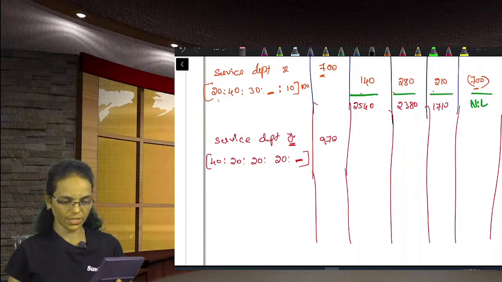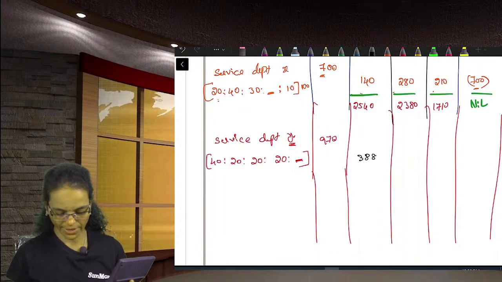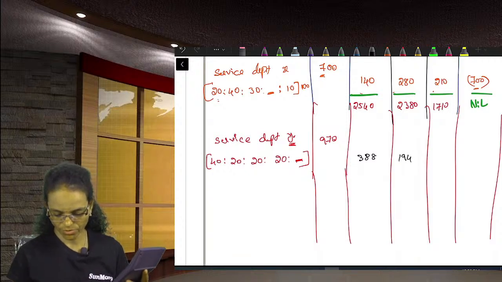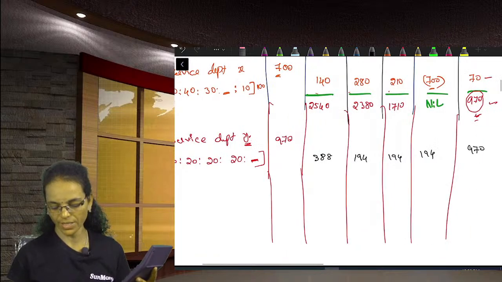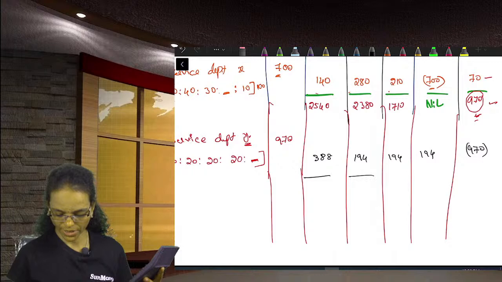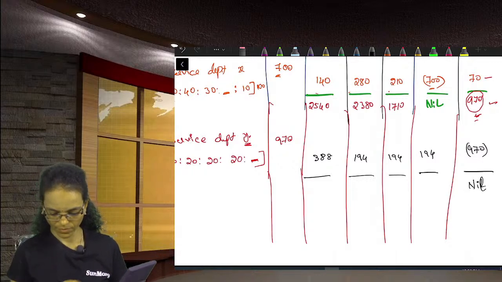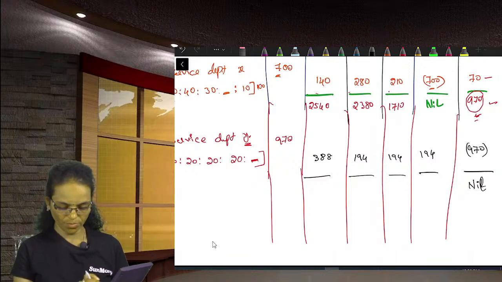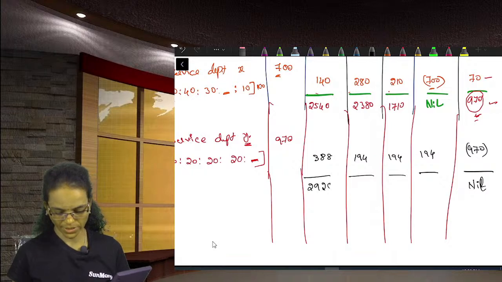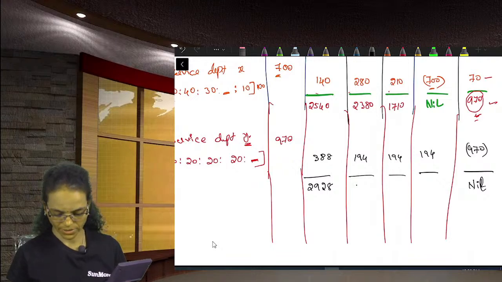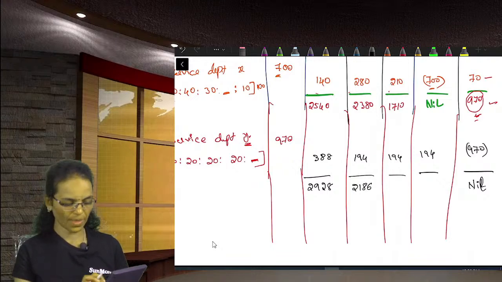970 into 40% is 388. Then 40 into 20 is 194, 194, 194. Here 970 is in the negative balance, so again you add it. $2540 plus 388 is 2928. 2380 plus 194 is 2186.